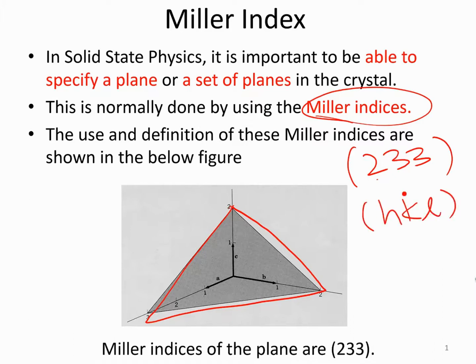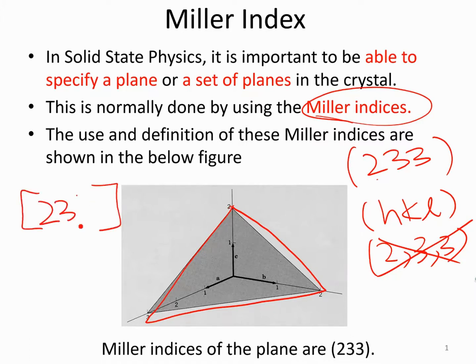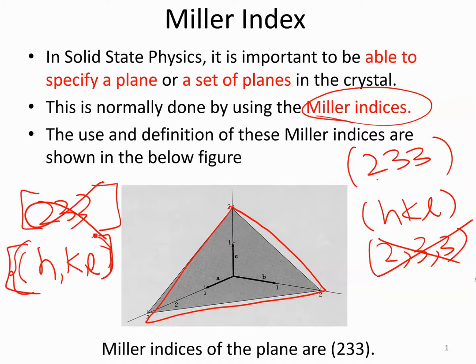This is how we write the Miller index: (HKL) in brackets. You cannot write it as bracket 2, 3, 3 with commas. No, this is not the correct way. You also cannot write the square bracket 2, 3, 3. The correct way to write it is a bracket, then the first number, the second number, the third number, then the closing bracket. That's all. There's no comma, and the bracket cannot be a square bracket or any other bracket. Only the round bracket.